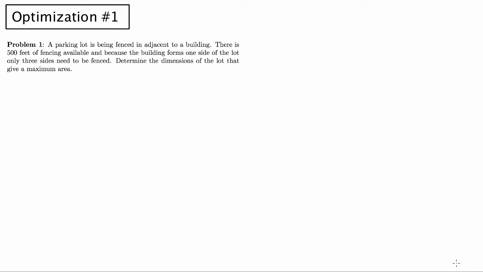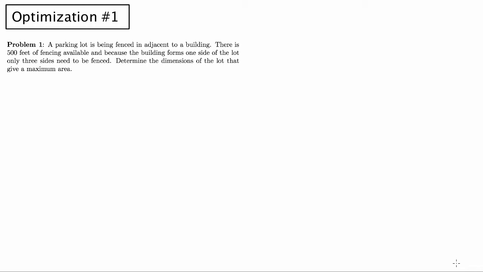And so as we're looking through this problem, we're going to try to use the constraint to solve for one of the variables. This is going to be the first of two problems that we look at. And so let's just go ahead and read through the problem, get some familiarity with it, and then we'll try to draw a diagram of it and go from there.